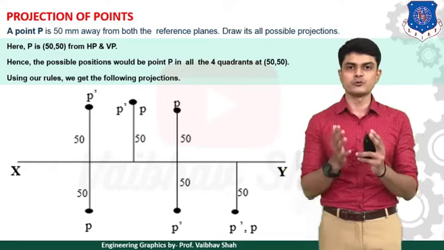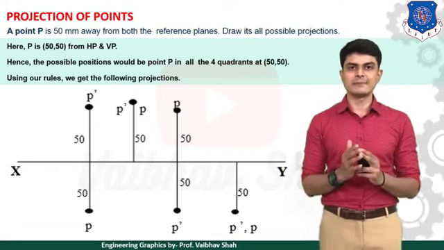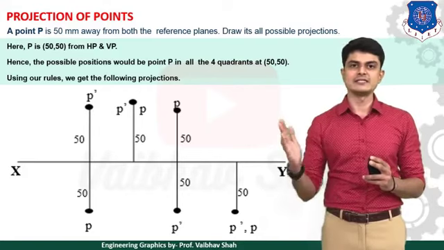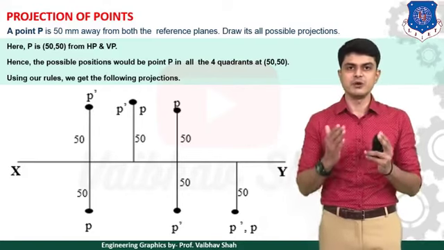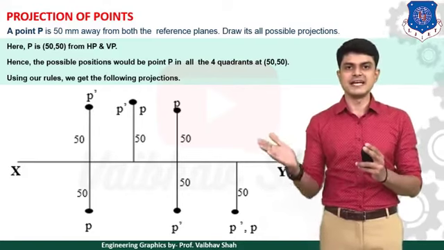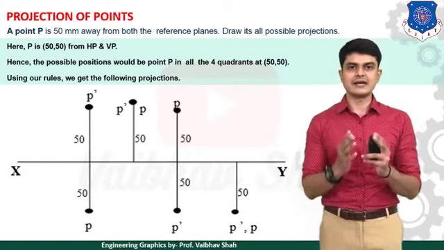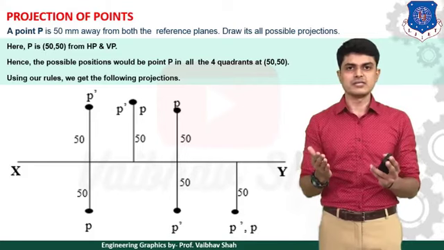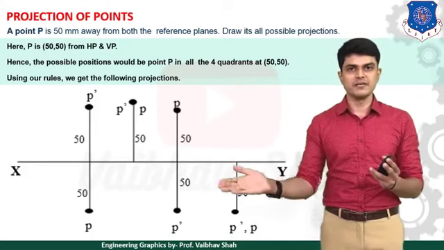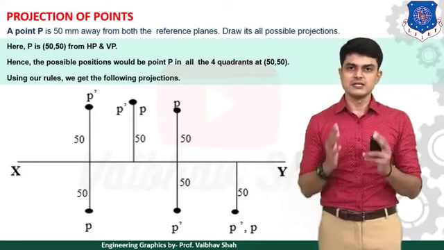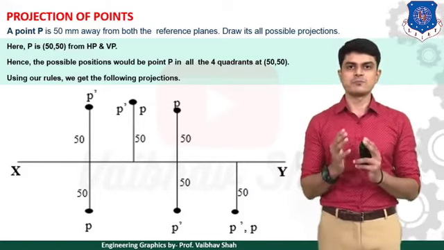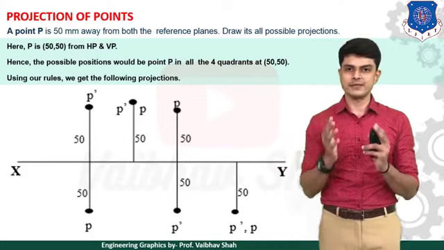Then, let us come to the fourth position. So in the fourth quadrant, what happens? Your point is below HP and it is in front of VP. Whenever a point is below HP, your answer would be P dash below the XY line. And second, whenever a point is in front of VP, your answer would obviously be below the XY line. So your point P would be below the XY line, as you can see. Both of the points would lie on the same spot like this, below the XY line.